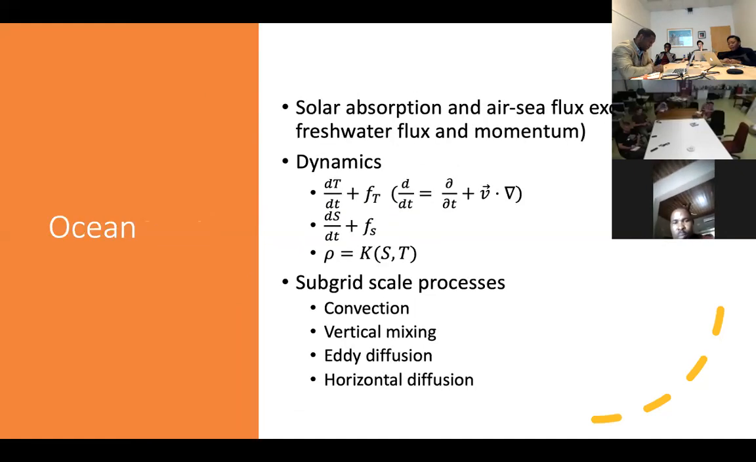And then for the ocean, the main source of energy input also is the solar absorption, and also the air-sea flux exchange at the sea surface with the atmosphere. And the air-sea flux exchange is mainly in terms of heat, which is long wave exchange, latent heat, sensible heat, and also there's exchange of freshwater fluxes, which can come in form of precipitation or even melting from sea ice or sea ice growth also.